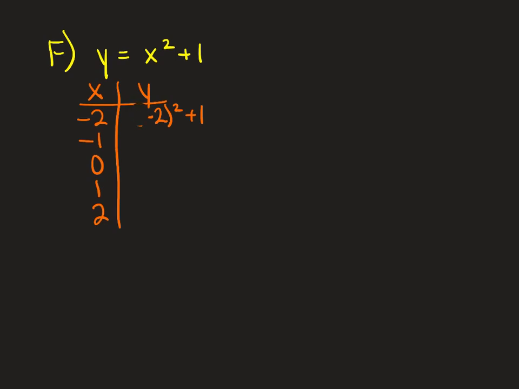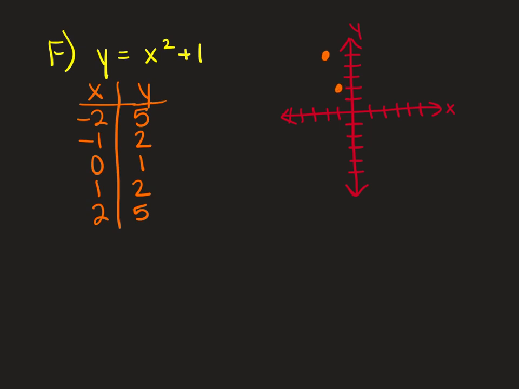We can go to a calculator. And so we get 5. -1 squared is 1, plus 1 is 2. 0 squared is 0, plus 1 is 1. 1 squared is 1, plus 1 is 2. 2 squared is 4, plus 1 is 5. So we've got a set of ordered pairs, or a table of values that we can pull our ordered pairs from, and we'll graph this. So we get the points -2, 5; -1, 2; 0, 1; 1, 2; and 2, 5.